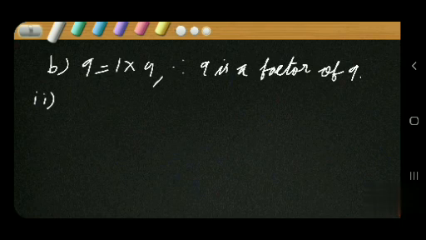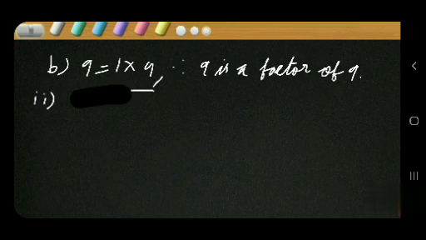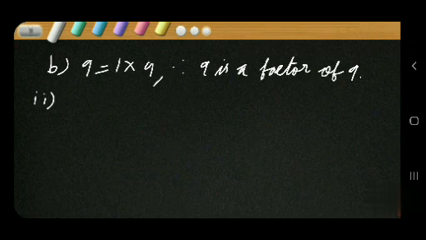From this, can you say any other property from the same example? 9 is equal to 1 into 9, and we know that 9 is a factor of 9. Anything else can be found from here? Yes, 1 is a factor of 9. Like this, 1 is a factor of every number, isn't it? Why? The same reason: every number can be written as 1 into that number. So 1 is a factor of every number.